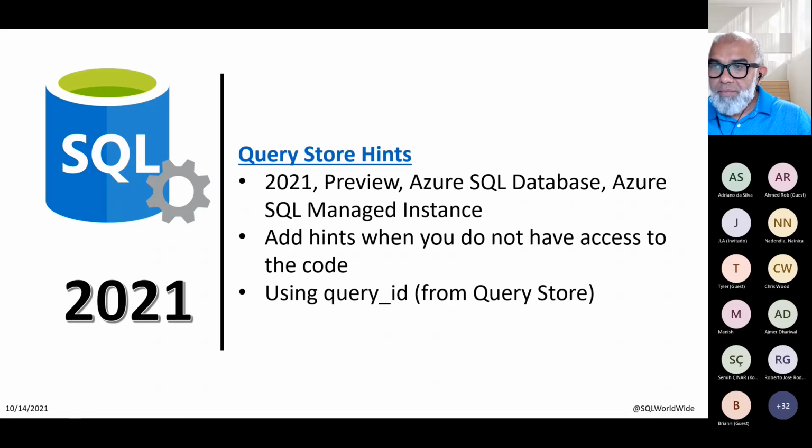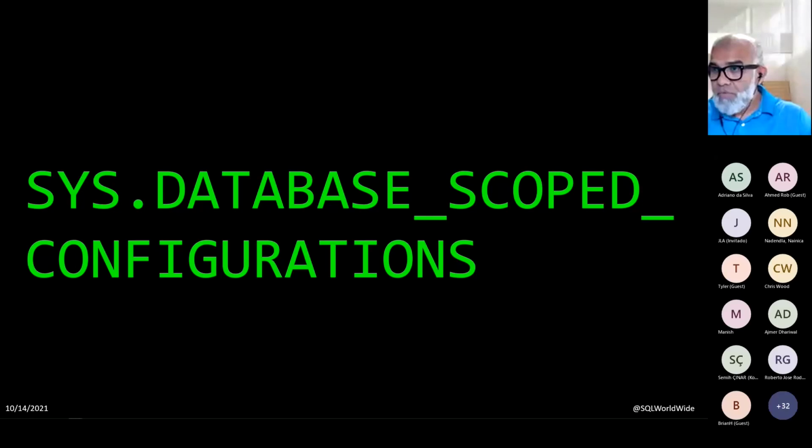Primarily, this one will be, you can add a hint to a query without having access to the code in the query. So you can get the query ID from Query Store, or there are other ways to get the query ID. If you know the query ID, there are new stored procedures you will see in your Azure SQL Database, Azure SQL Managed Instance, that you can pass a hint to the query ID, and that hint will take effect. And we'll talk about it a little bit more.